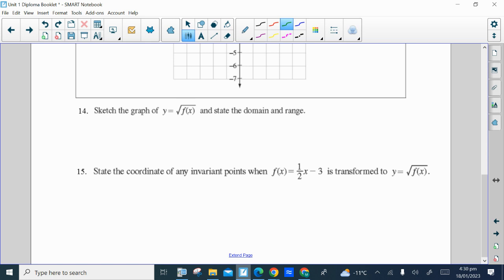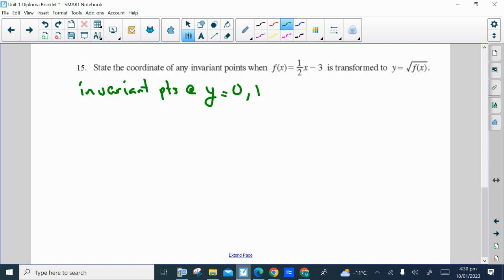So this next question also deals with square root functions. And we just finished saying that your invariant points occur when y equals 0 and y equals 1, because when you take the square root of 0, you still get 0, and when you take the square root of 1, you still get 1. Our invariant points are where y equals 0 and y equals 1. So to find where the invariant points for this graph are, let y or f at x equal 0, let y or f at x equal 1, and solve for x.